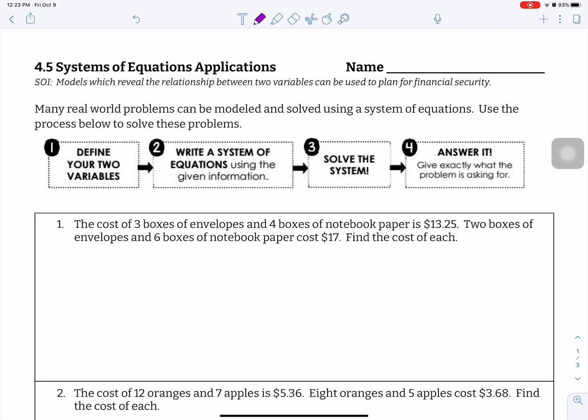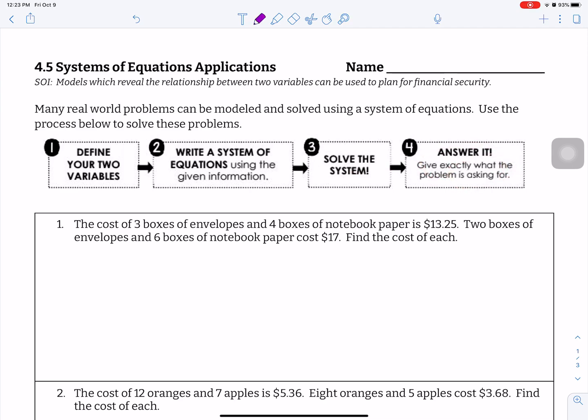So today we're looking at when are you ever going to use systems of equations? What's the purpose? And it's really more with the applications. So now that we know how to solve them, we're going to use some applications. Our steps are on the top. We define our variables. We write a system of equations. We solve them. And then we have to go back and actually make sure we've answered the question that was asked.